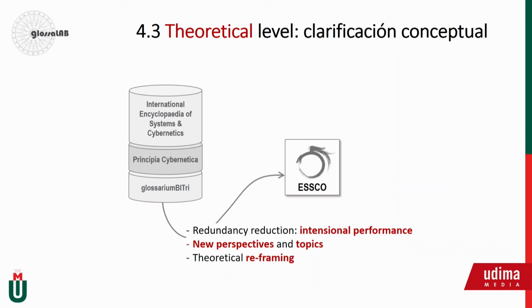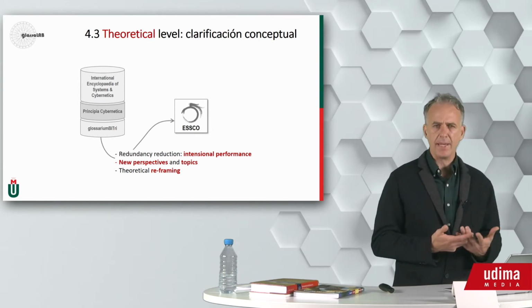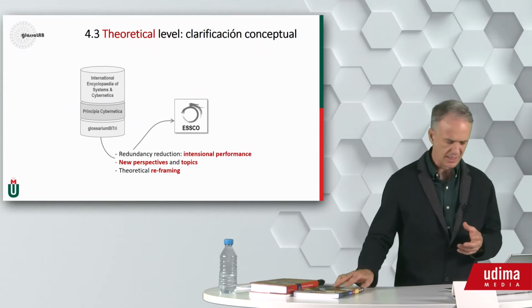Regarding the theoretical level, this is working on the level of conceptual clarification. Sorry, the title is partially in Spanish. So we want to take, as I showed you, these contents. The baseline of the project is the contents of the International Encyclopedia of Systems and Cybernetics, the Principia Cybernetica, and the Glossarium V3. We want to reduce the redundancy. This is a word-to-word increasing the intentional performance. Then we want to bring new perspectives, as I mentioned before, new topics. We have already highlighted some new perspectives and topics that are urgent to be integrated in what we already have. And then making this theoretical reframing, and we have also highlighted in some of the contexts that, for some of the theories, it is more important to do this.